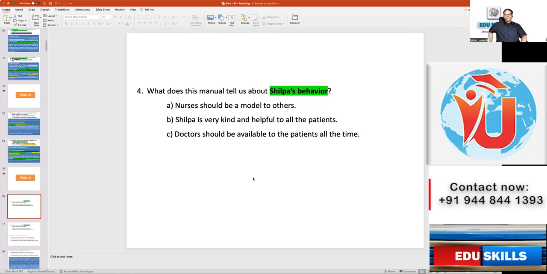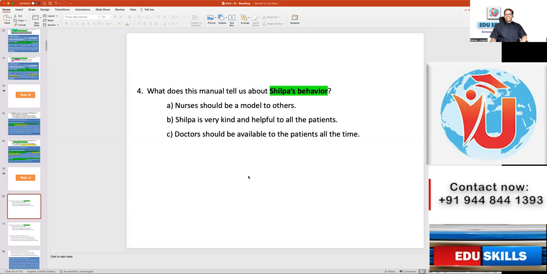What does this manual tell us about Shilpa's behavior? Option A, nurses should be models to others. Option B, Shilpa is very kind and helpful to all the patients. Option C, doctors should be available to the patients all the time. Which is the answer? There is no paragraph. Absolutely, A is the answer.